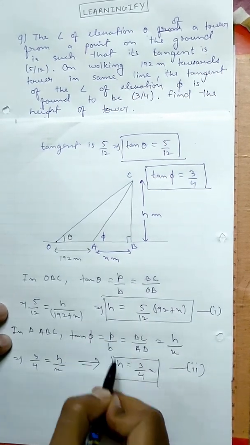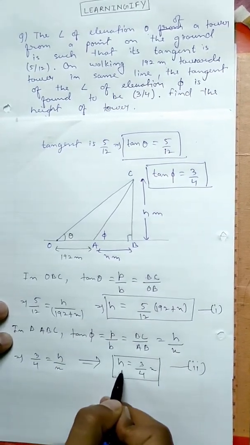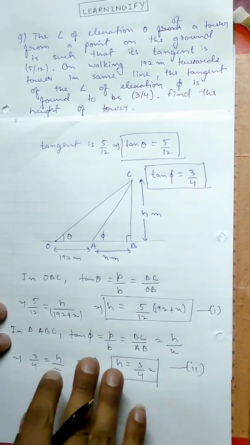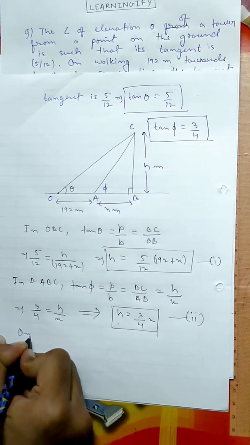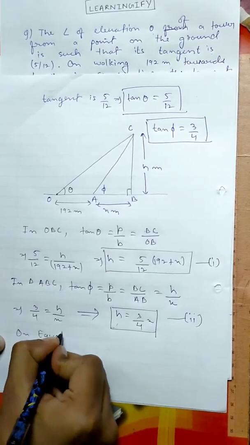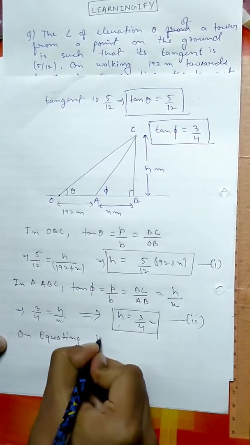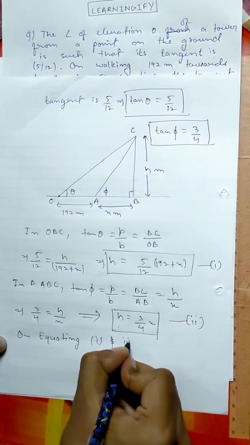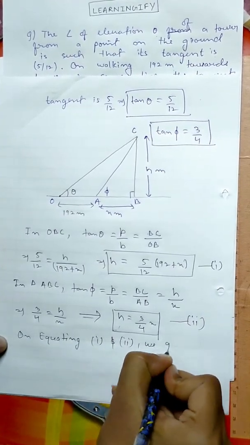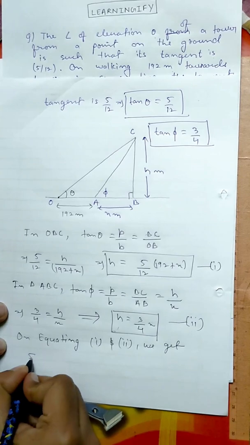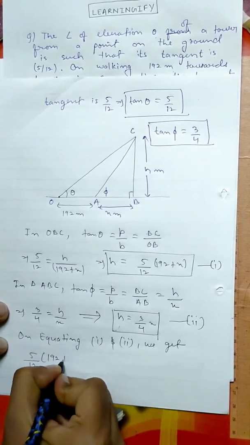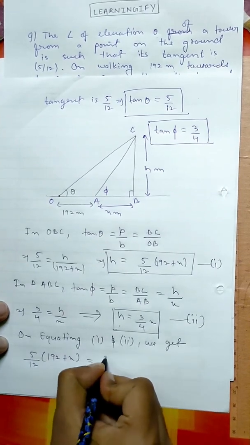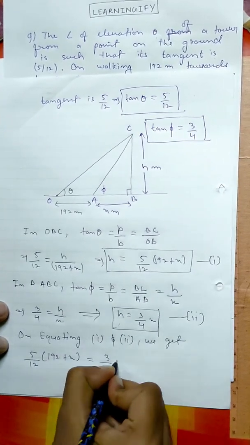Here our LHS are the same. Here also h, here also h. So their RHS must be equal. So let's go further. On equating 1 and 2, we get 5 by 12 into 192 plus x is equal to 3 by 4 of x.